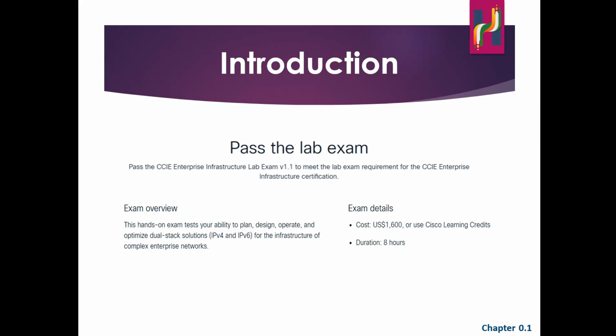This lab exam is divided into two parts: Module 1, that is the design part; Module 2, that is Deploy, Operate and Optimize, also known as the short form DOO. You need to pass both the modules to get your CCIE Enterprise Infrastructure Lab certification.